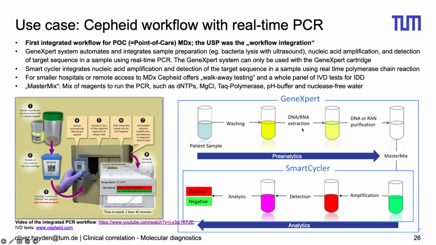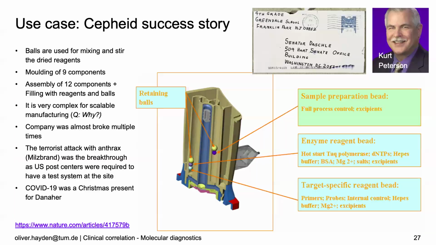You have to wash, you have to extract DNA or RNA, you have to purify it, and you add the so-called master mix. When people talk about the master mix, this is the mix of reagents and enzymes which you have to put in so that your reaction actually occurs. Then you have the amplification stage, the detection, and the analysis part. So this will be the analytics. And all of that happens basically in one pocket. It's kind of a walk-away testing. You just have to press the button and that's it.